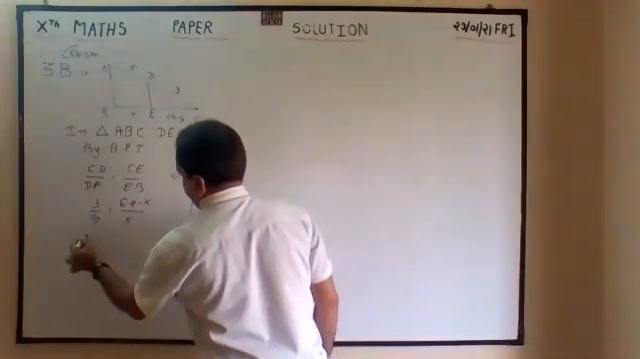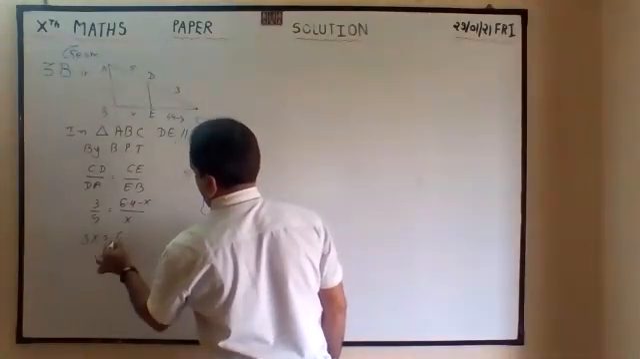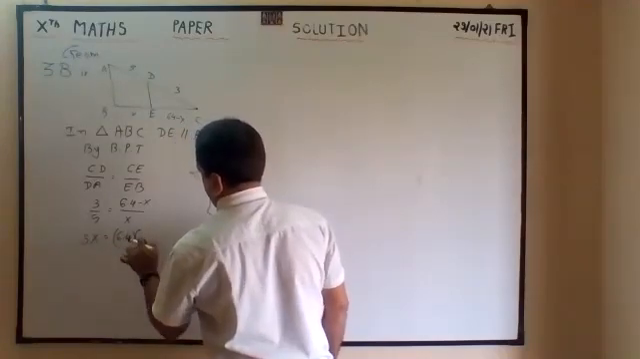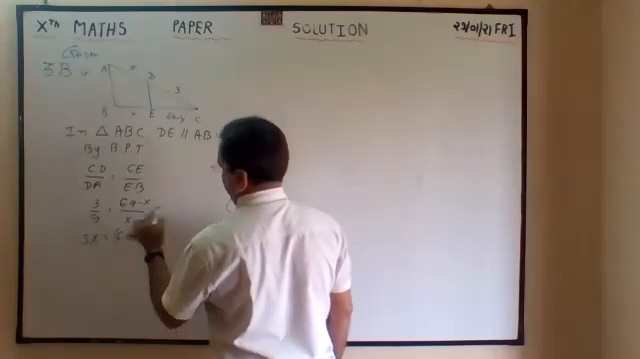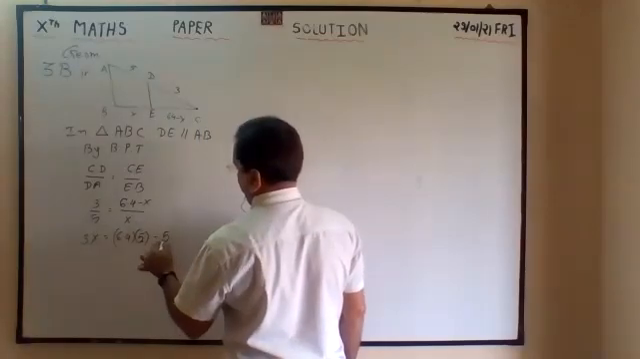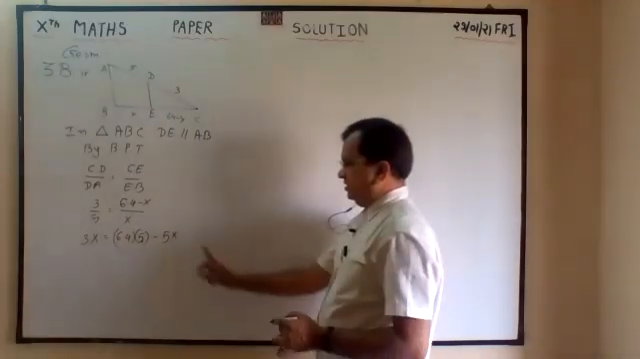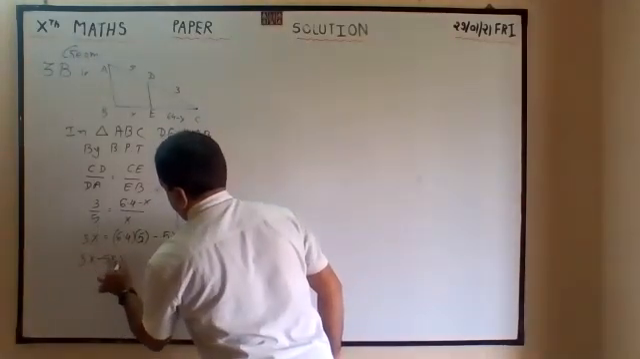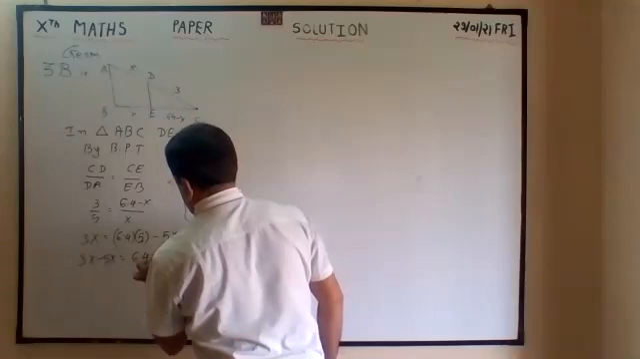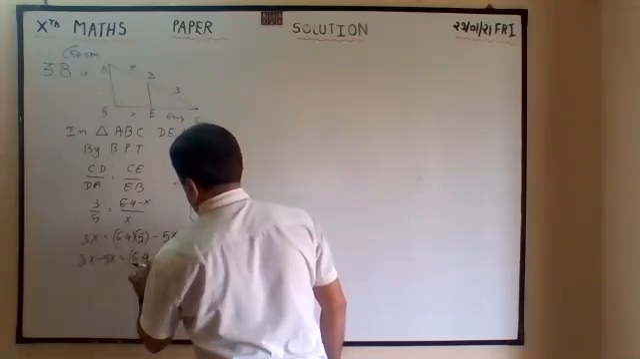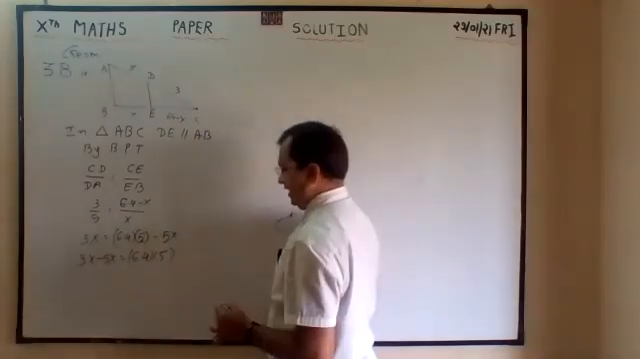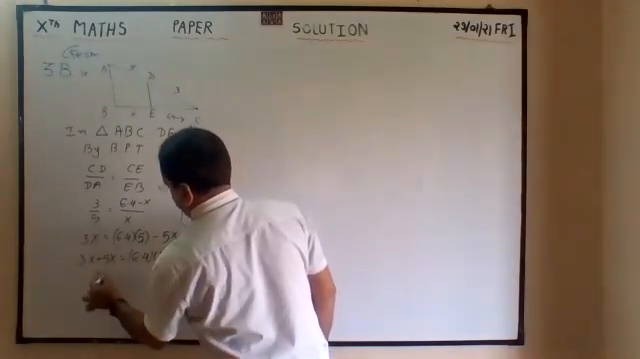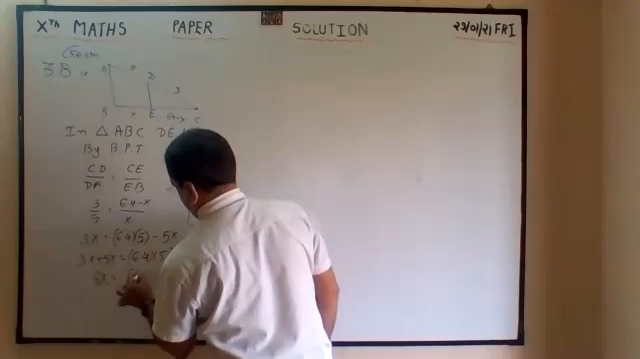Cross product. 3x is equal to 6.4 into 5 minus 5x. This will go this side. 3x plus 5x is equal to 6.4 into 5. You will get confused with x and product. So 8x is equal to 6.4 into 5.